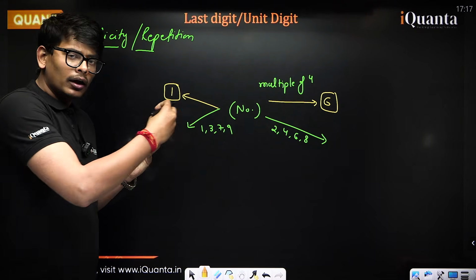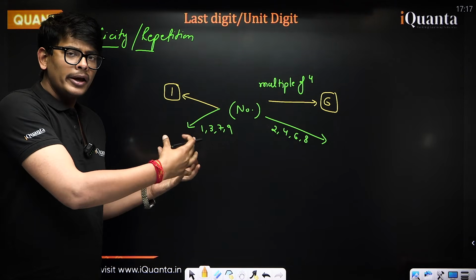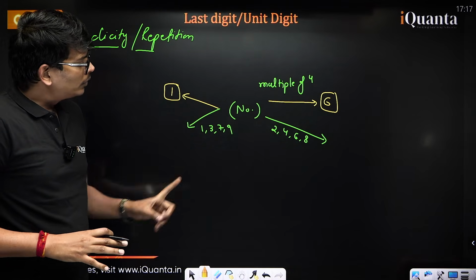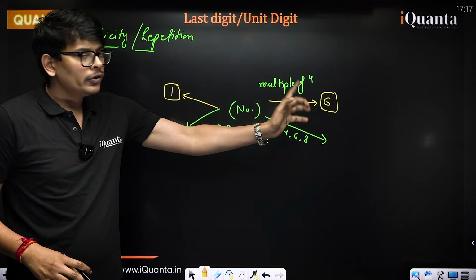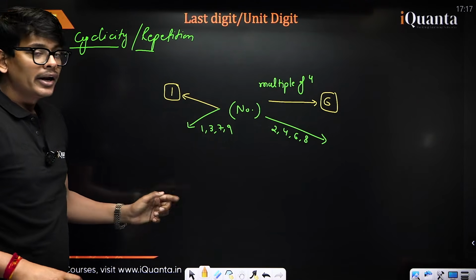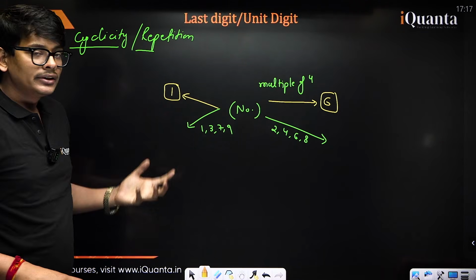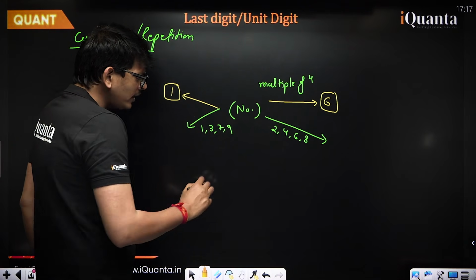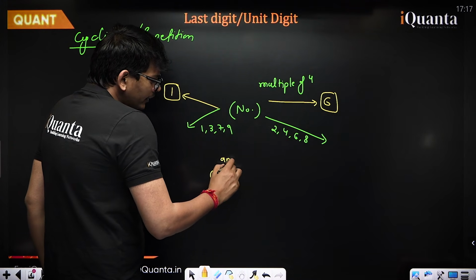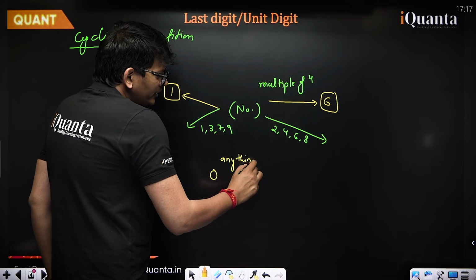I will take some examples also to make you understand this. But as of now, if a number ends with 2, 4, 6, 8, power is a multiple of 4, unit digit will always be 6. If a number ends with 1, 3, 7, 9, power is a multiple of 4, unit digit will always be 1. Now one more thing guys, 0 raised to the power anything always ends with 0.